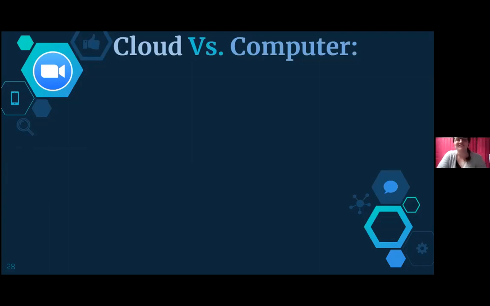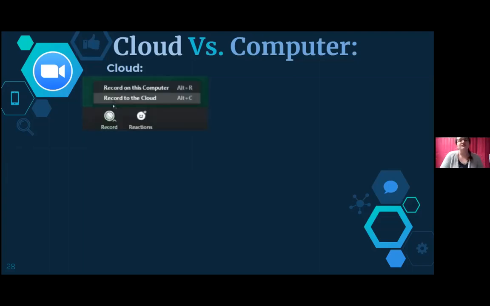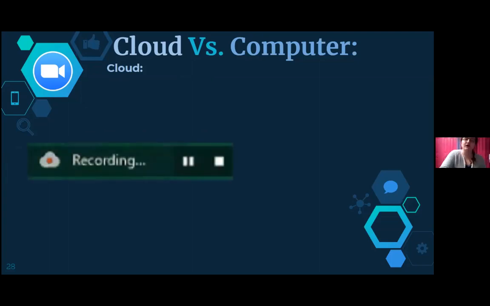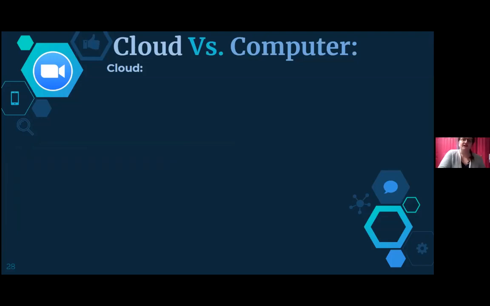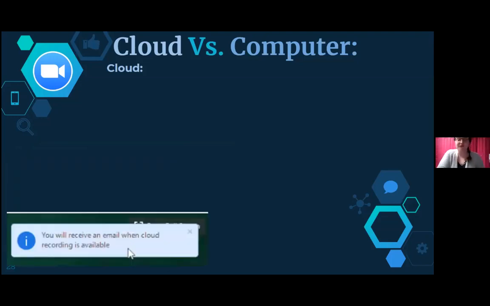Okay, so for cloud versus computer, we will get more cloud storage once we remove last semester's things, and you'll learn how to do that. Once you record to the cloud, this is also how it'll be recording for Blackboard, I've been told. You'll get a nice little cloud button over there that lets you know we are recording. Then it asks you at the end, do you want to stop it? When you stop your cloud recording, you can say yes. Then you'll get an email from Zoom when your cloud recording is available to view and use for whatever you need.